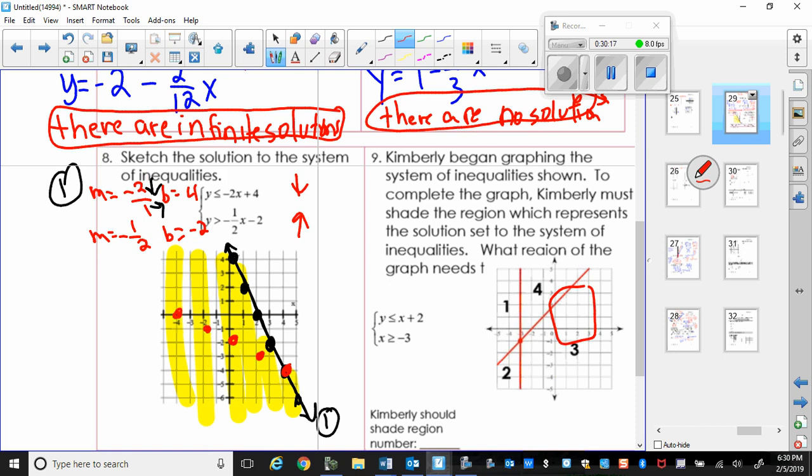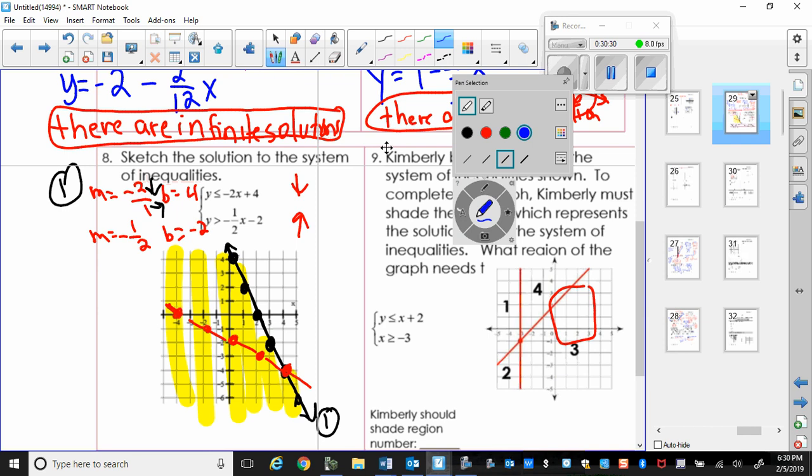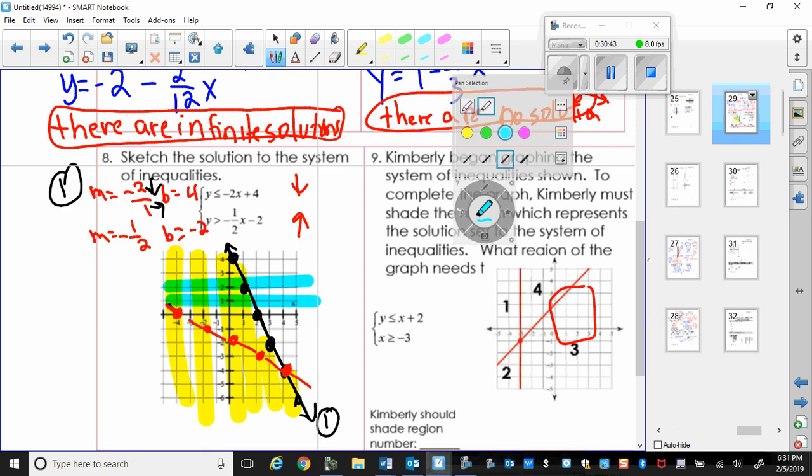Now this is a dashed line. It's not solid. So we're going to do this one in blue. And I'm just going to look at where it overlaps. The great thing about highlighters for me is it shades what I need to. So I shade above the line, and I'm going to go ahead and thoroughly shade.